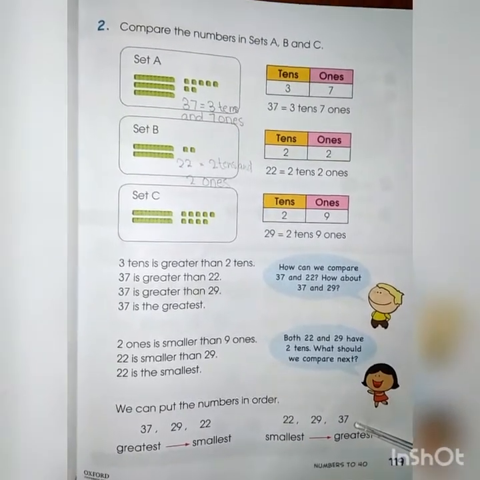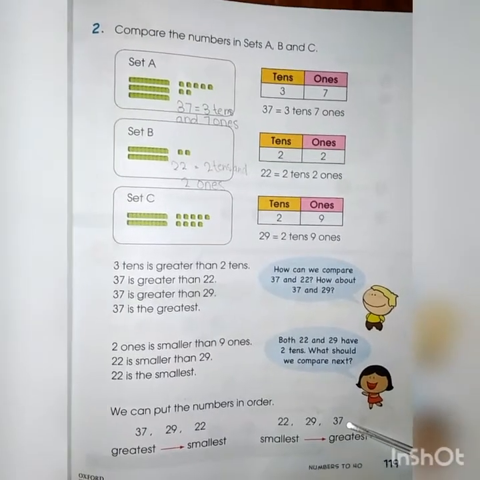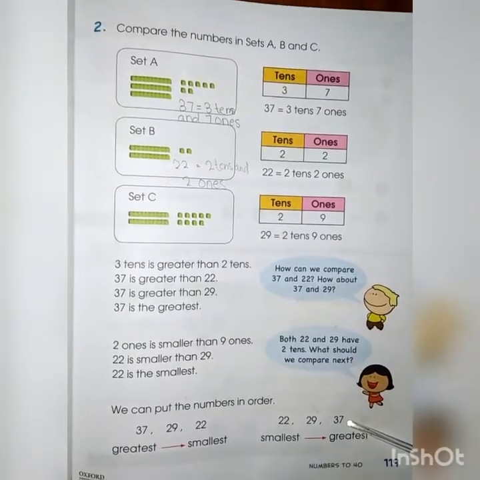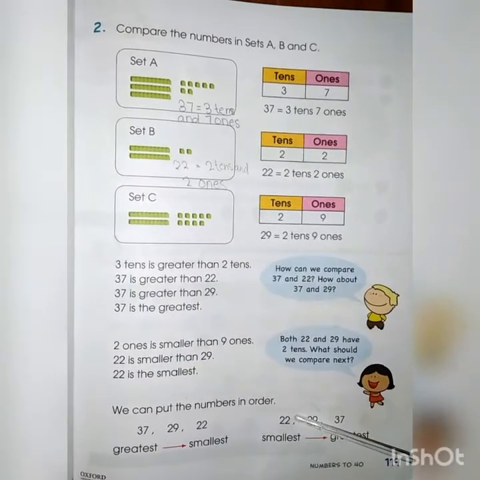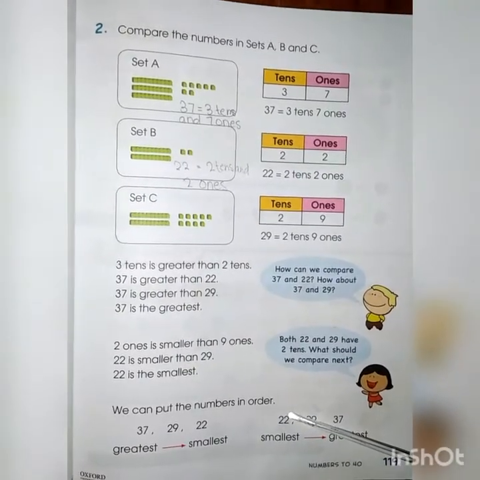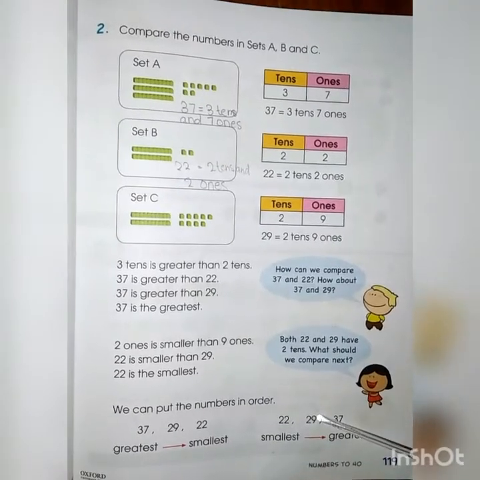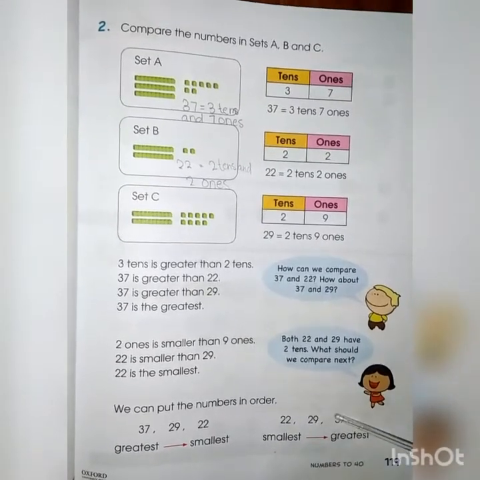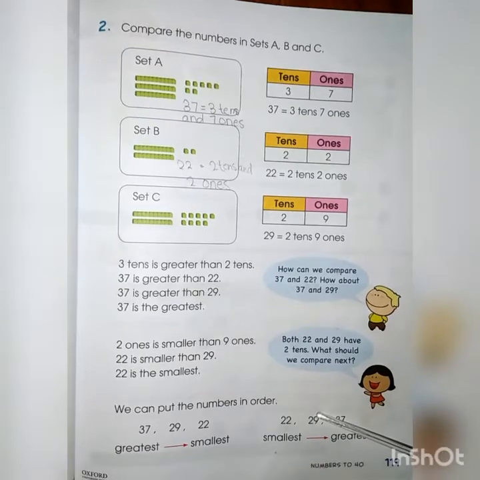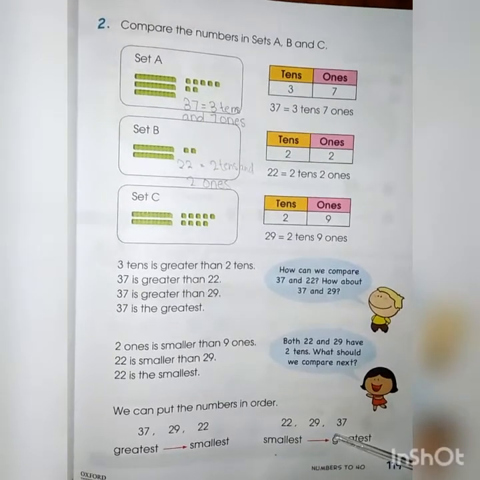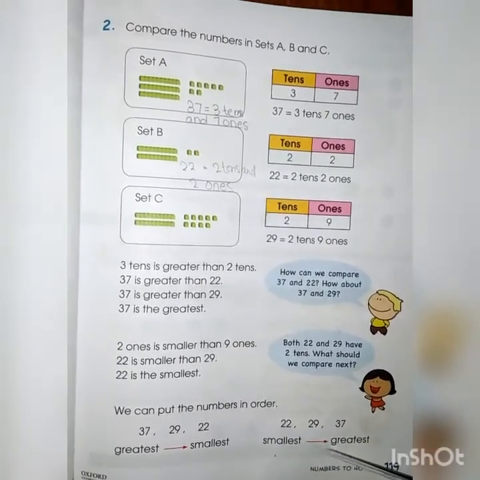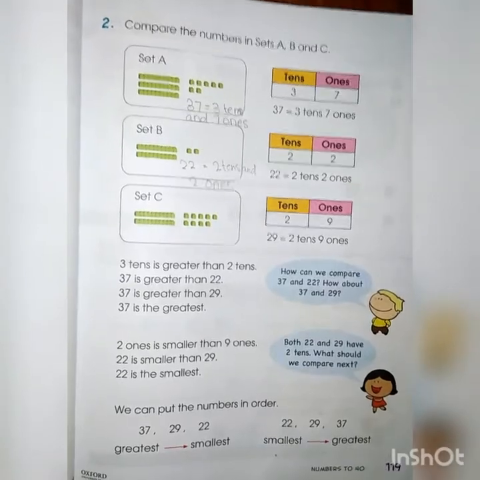Here we have another 3 values, and we have to arrange these numbers from smallest to greatest. Here we have 22, which is the smallest number, and 37, which is the greatest number. And 29 is smaller than 37 but greater than 22. And these numbers are arranged here from smallest to greatest.